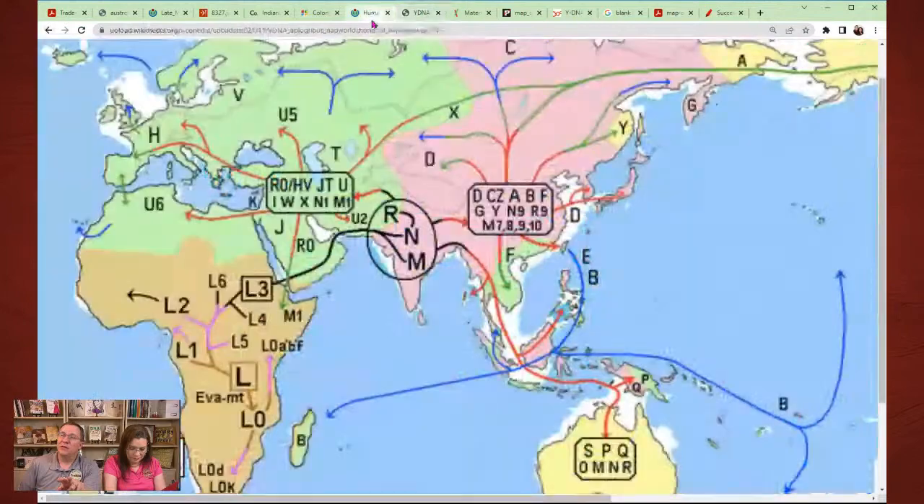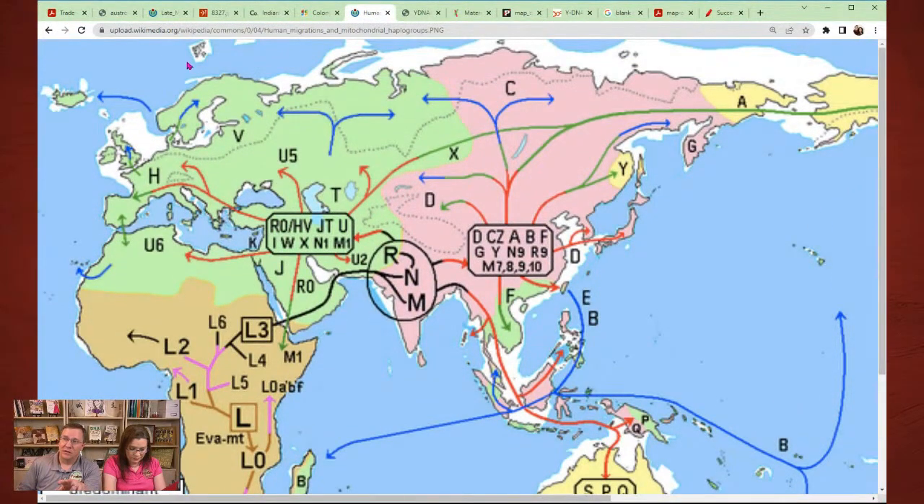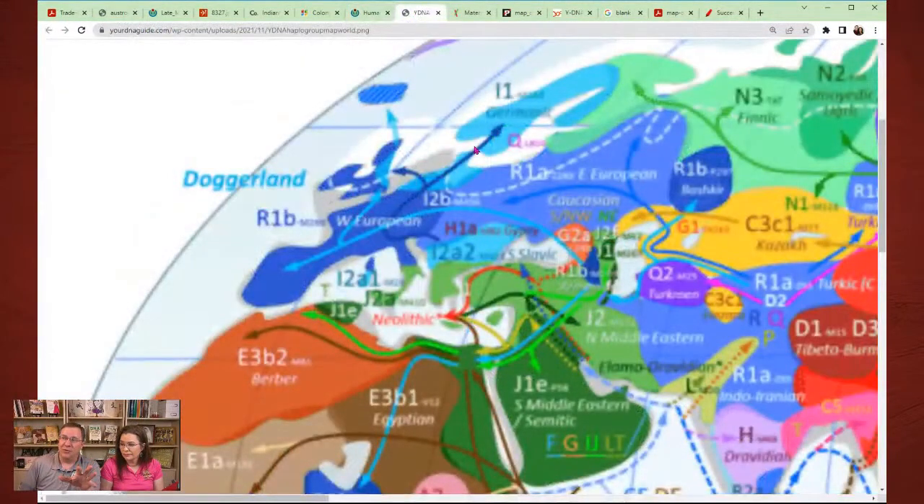And if we go back over to the, what do you call this? The mitochondrial, we see that that northernmost portion of Europe also happens to have a V, much different than the rest of Europe, as a predominant haplogroup.